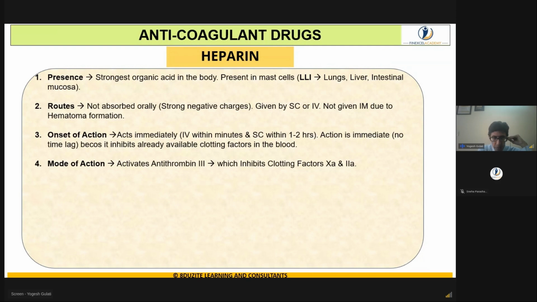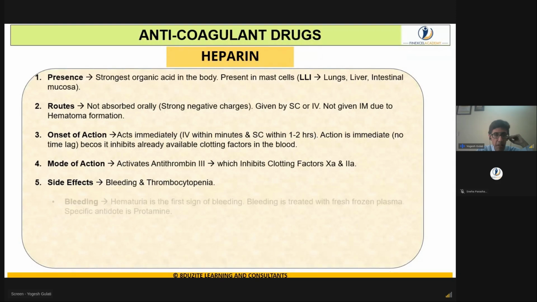Okay. Now I move ahead. Side effects. For any anti-clotting drug, the only and major side effect is bleeding. There is a chance of bleeding if there is a slight overdose. This is the most important side effect. But in heparin, there is another important side effect, thrombocytopenia, which is decreased platelet count. Bleeding is the most common side effect of overdose. Once internal bleeding starts, hematuria, blood appearing in the urine, is the first sign of bleeding. Bleeding is treated with fresh frozen plasma because it provides new factor 2 and factor 10. But the specific antidote is protamine sulfate.